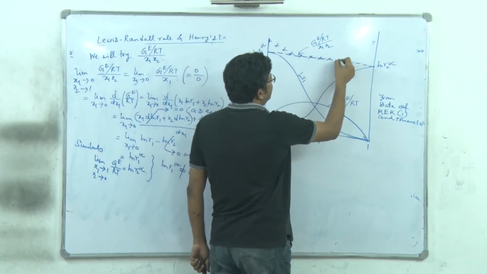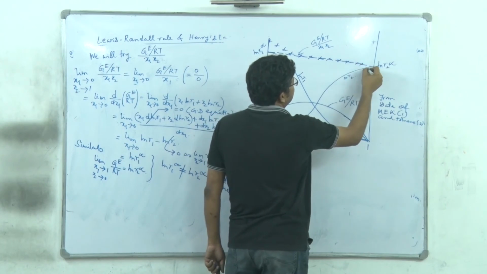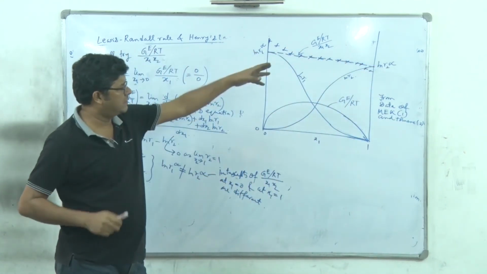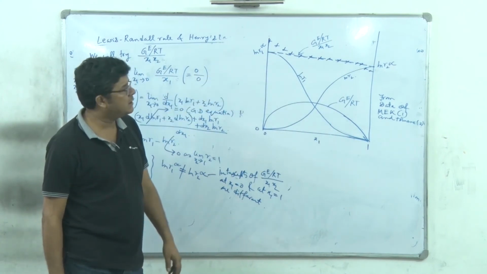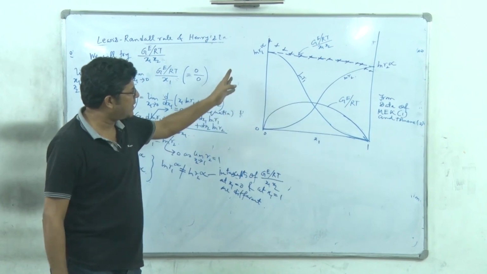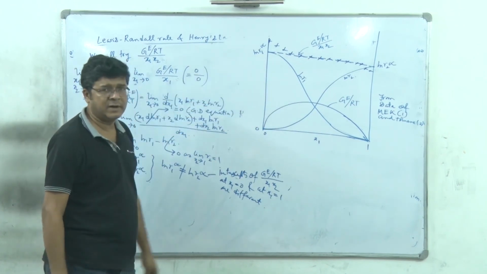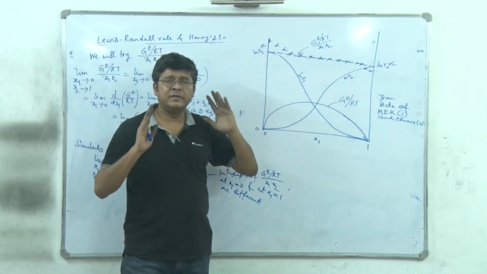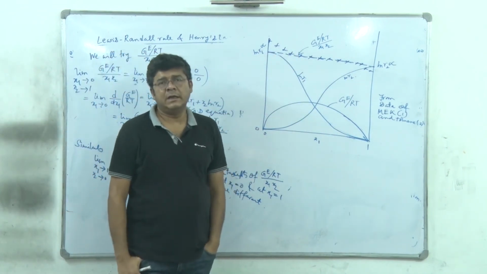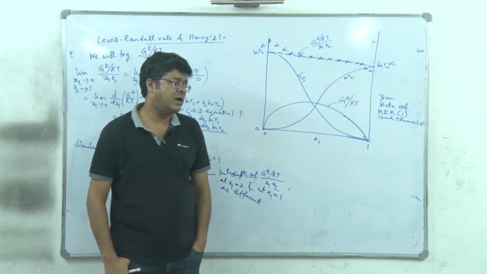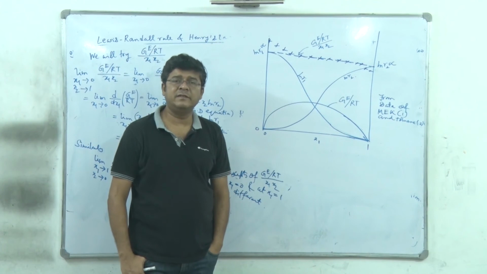The actual data was something like this. So here it deviates close to x1 tending to 1, and also there is certain deviation at x1 tending to 0. So overall this is linear. So this gives you an idea about the different trends and marginal values of gamma 1 and G by RT.